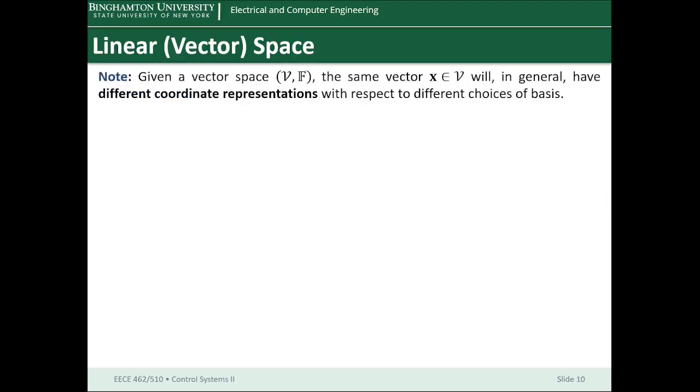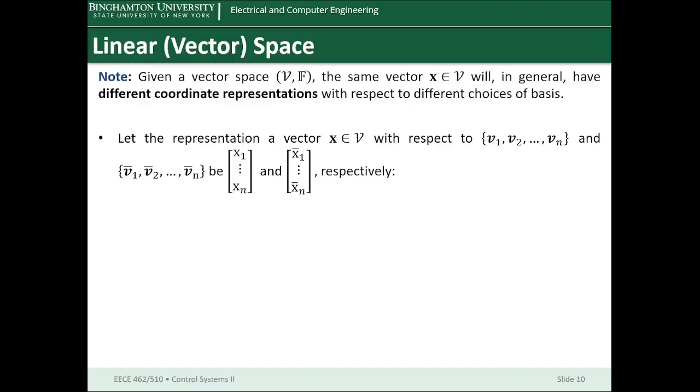Up to this point, we have seen that the same vector in a vector space can have different coordinate representations depending on the choice of basis. Now, suppose we have two different bases, v1 to vn and v bar 1 to v bar n. For each of these, we have different coordinate representations, x1 to xn and x bar 1 to x bar n. Or more compactly, x equals [v1 ... vn] (x1, ..., xn) equals [v bar 1 ... v bar n] (x bar 1, ..., x bar n).